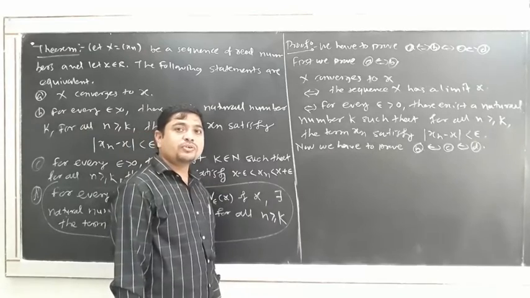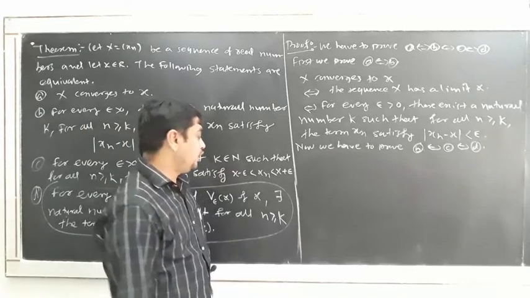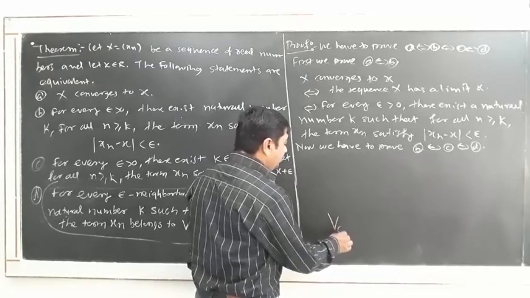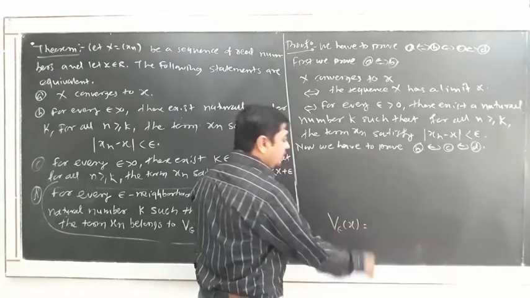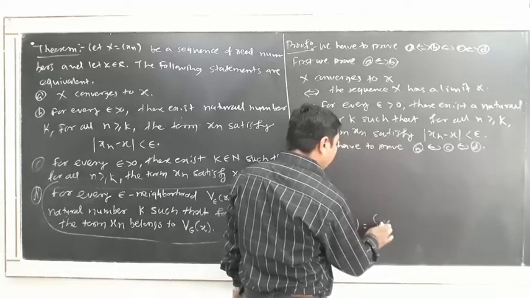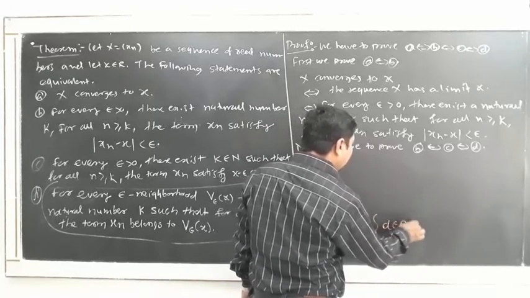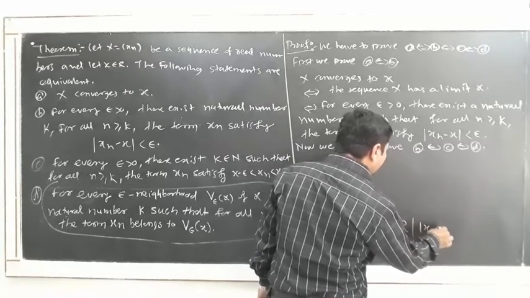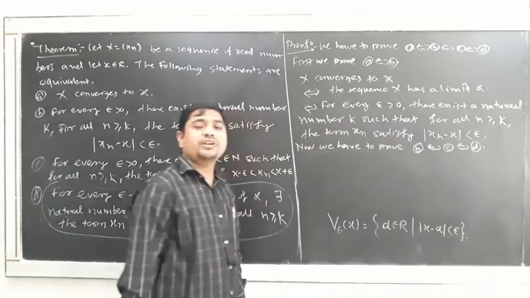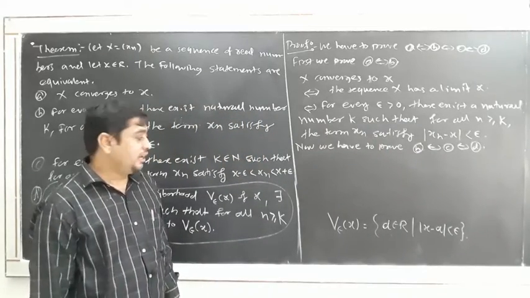Before this we must know the definition of an epsilon neighborhood. Suppose V_epsilon is the epsilon neighborhood of x. It is the set of all points a belonging to R such that |x - a| < epsilon. Already we discussed this definition.